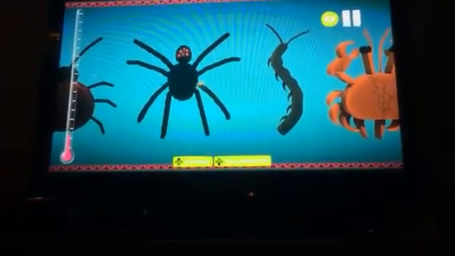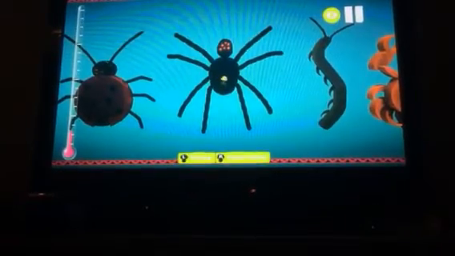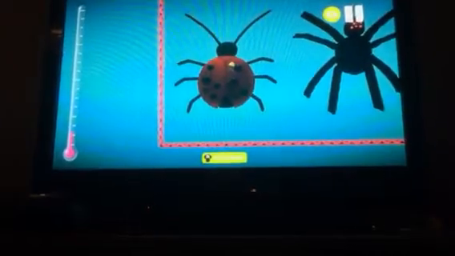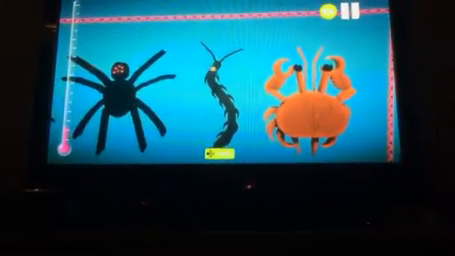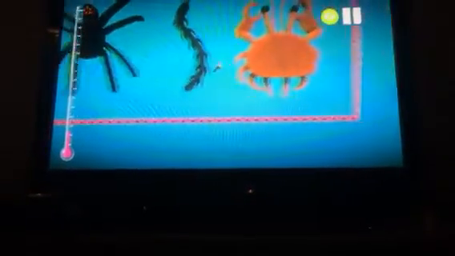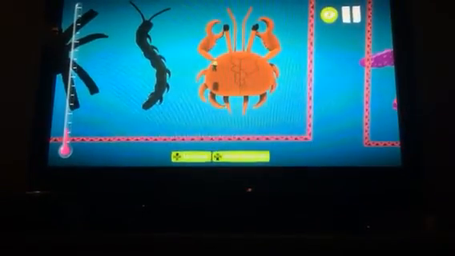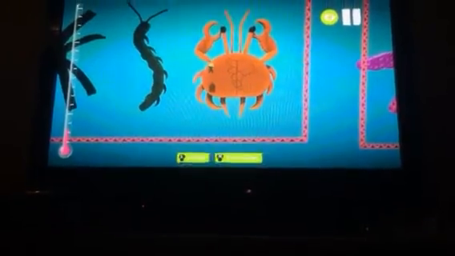Other things that set them apart is that arachnids have at least 4 pairs of legs. Insects have 3 pairs of legs. These guys have many pairs of legs, and these guys usually have 5 or more pairs of legs.